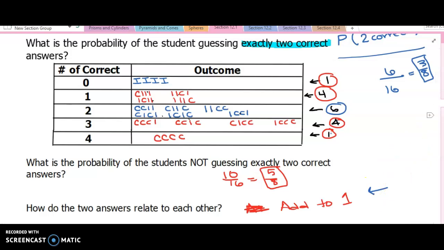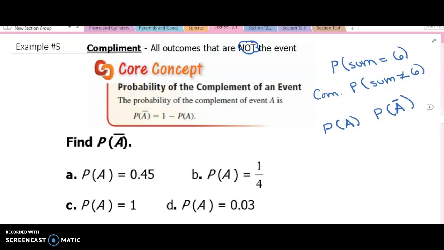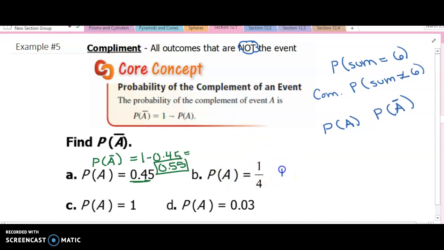They both add to 1, and the reason they add to 1 is because when we're doing probability, everything is 100%. So 100% as a number is just 1. So if I know my probability of A is 0.45, that means the complement, the probability that it's not A, is going to be 1 minus 0.45, which is 0.55. If I look at B, if my probability of A is 1/4, that means my probability of not A is the rest, which is 1 minus 1/4, which is 3/4.